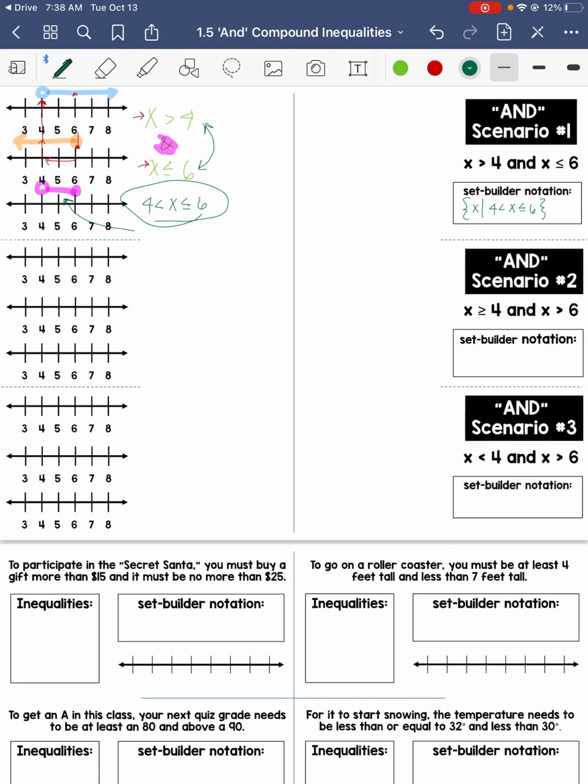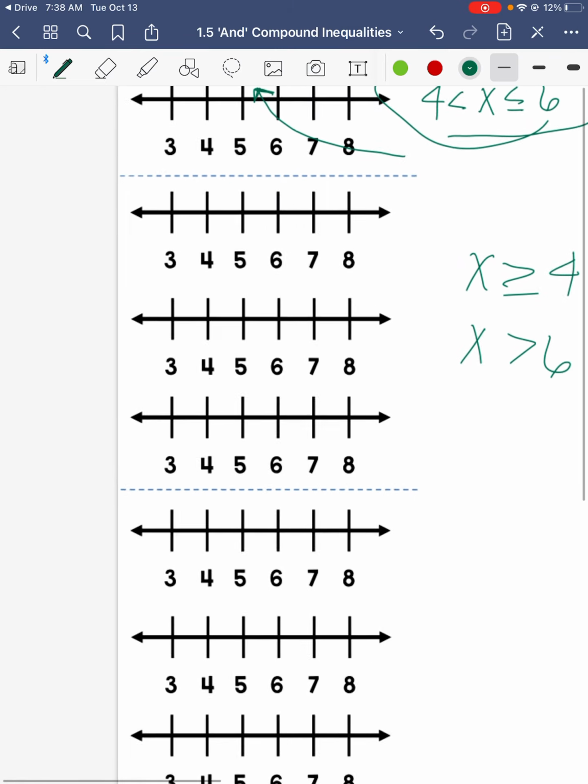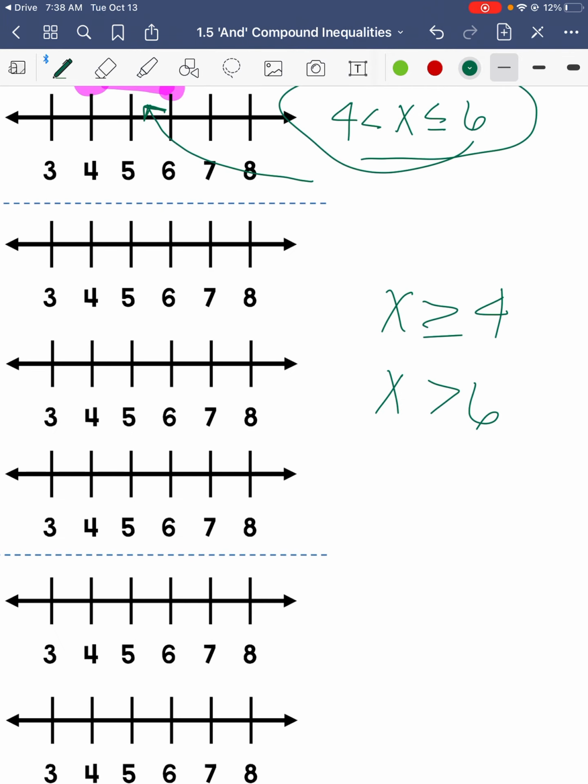Okay, so let's look at our second one. We have x is greater than or equal to 4 and x is greater than 6. Okay, so let's write these over here. X is greater than or equal to 4, x is greater than 6. Let's zoom into these graphs here, and then let's graph each of these individually, and then together on the bottom.